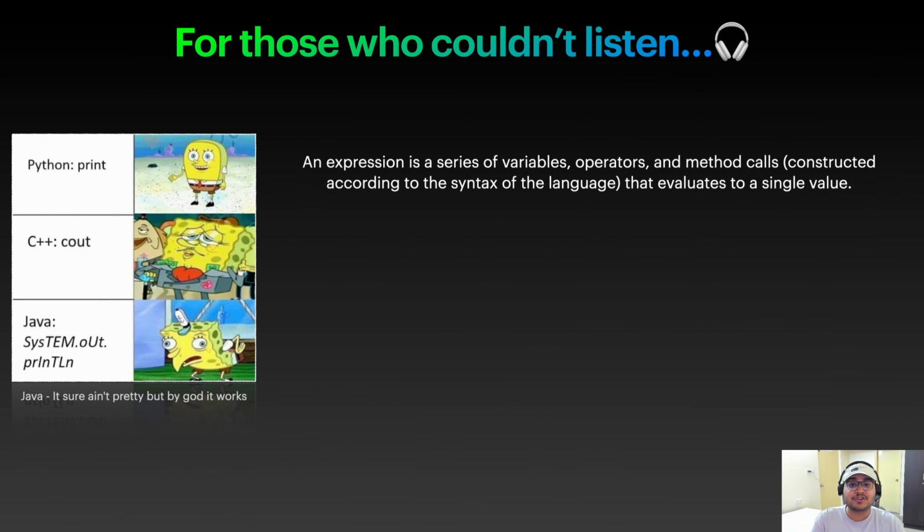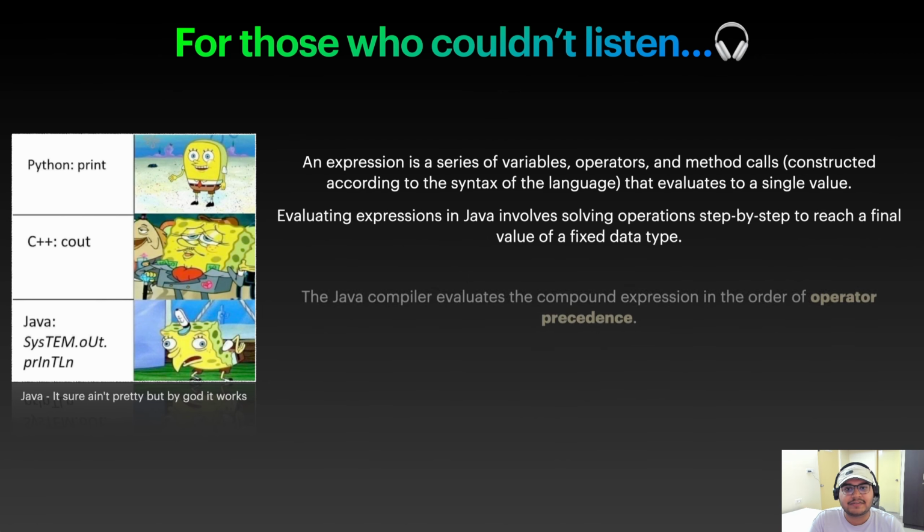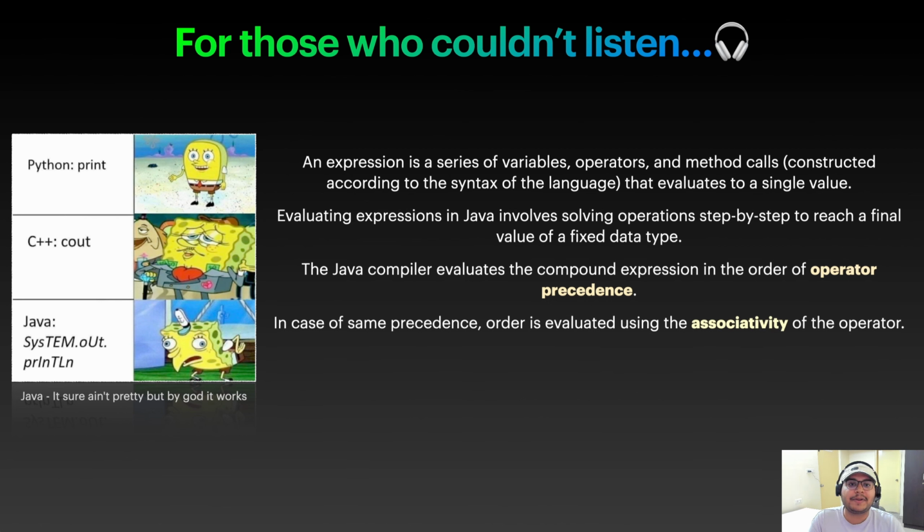To summarize, expressions are valid combinations of variables, operators, and method calls that always return a single value of a specific data type. Evaluating expressions in Java involves solving operations step by step to reach a final value of a fixed data type. To standardize the order of operator evaluation, Java introduces the concept of precedence and associativity. Precedence determines which operator in an expression will be performed first, but when operators have the same precedence, associativity comes to the rescue and is used to resolve conflicts and determine the order of execution, removing any ambiguity that is present inside the expression.